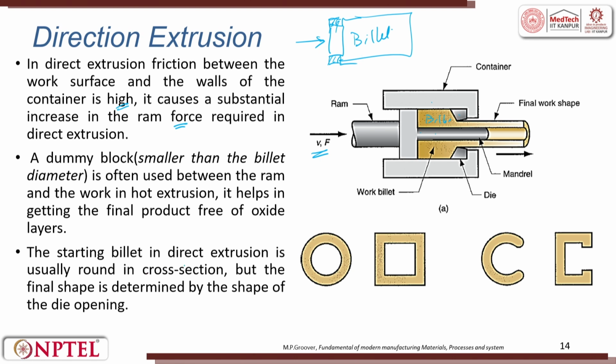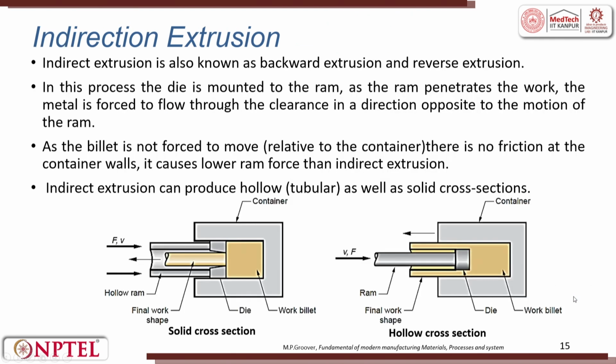The starting billet in extrusion is usually round in cross section, and the final shape depends upon the die orifice, whatever you choose. You can get a hollow cylinder, a square tube, a C section, or an engineered regular C section. All these things are possible by direct extrusion. So, it need not be only solid, it can also be hollow.